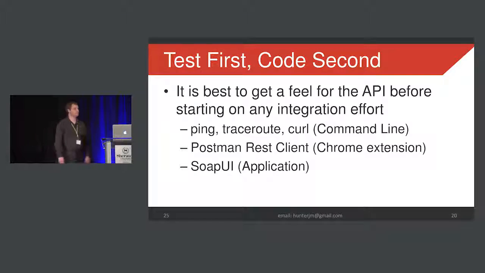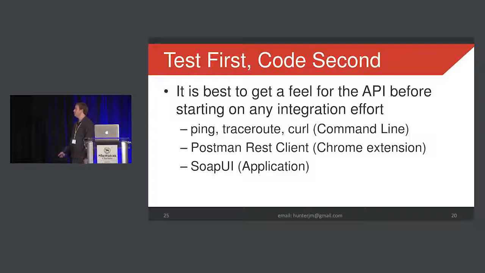Test first, code second. So I was talking about using curl earlier, and one of my earlier examples had that. When you're overcoming obstacles, it's obvious that there's potentially issues with their API, especially if it's not used globally. If you try and build a client to that API first without initially testing the API and getting a feel for the structure and how it's going to work, then you have no idea whether the issue is with your client implementation or with their API. So get a feel for the API before starting on any integration effort.